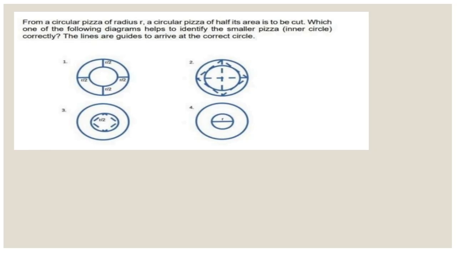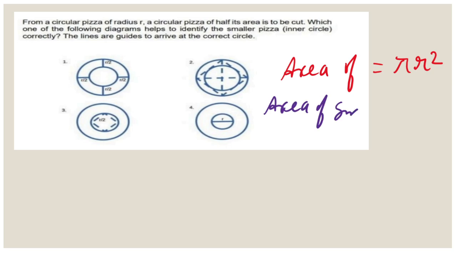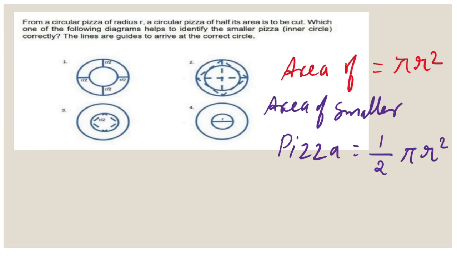So first, what will be the area of pizza? It will be pi r square, correct? Area of a circle, pi r square. So as we need a smaller pizza, that will be the half of it. So what will be the area of a smaller pizza? Area of smaller pizza will be half of it. So 1 by 2 pi r square, correct?